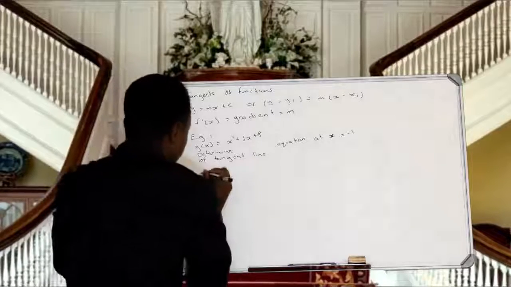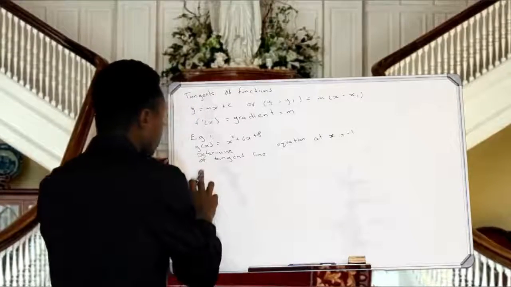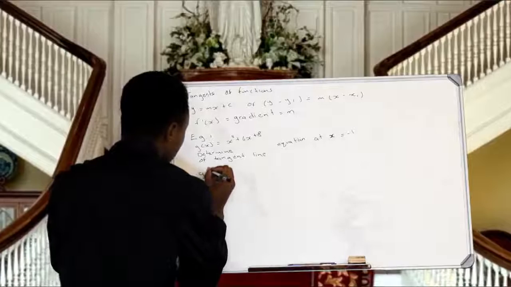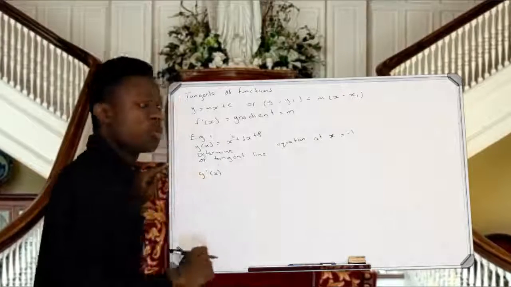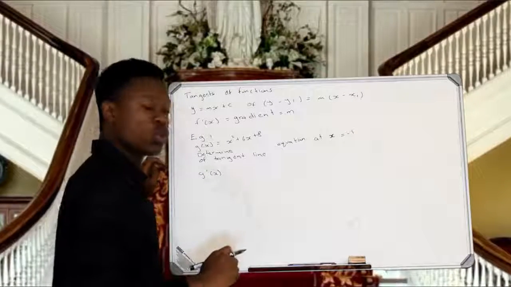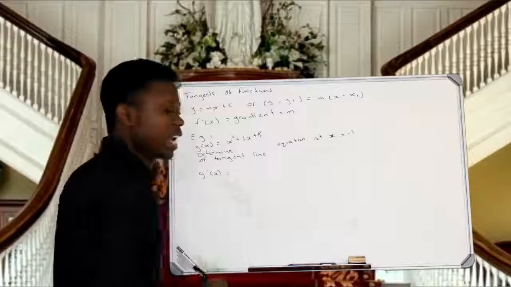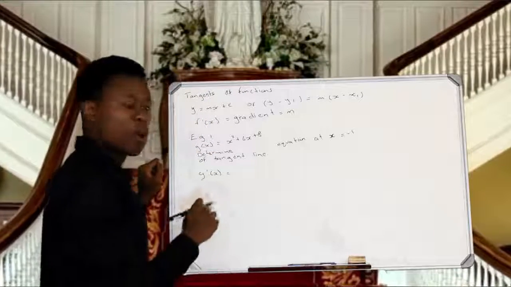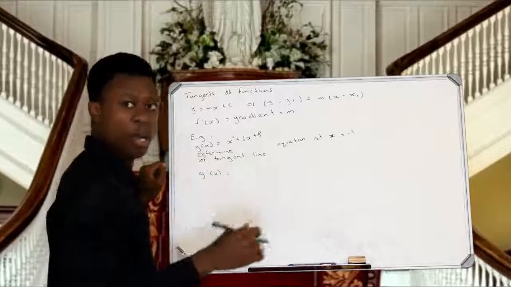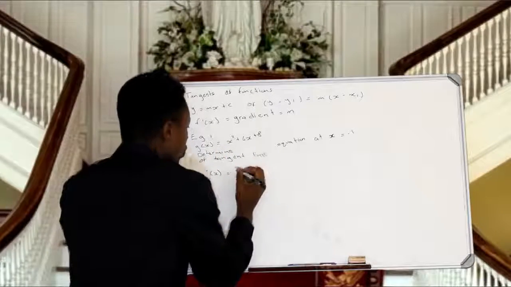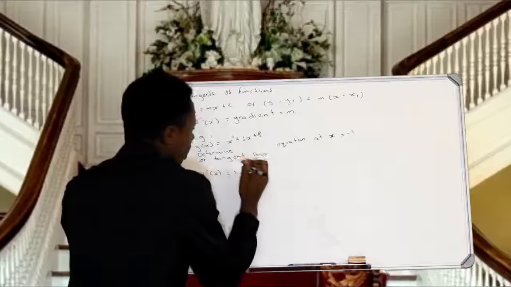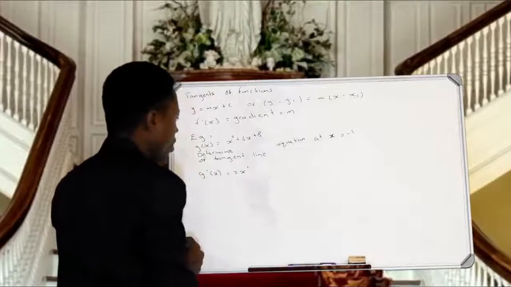So let's do that. In this case, it's not f prime, it's g prime of x. What is g prime of x? If you are still unsure about derivatives, you need to go back and practice them. This would be equal to 2x, where 2 minus 1 becomes 1.